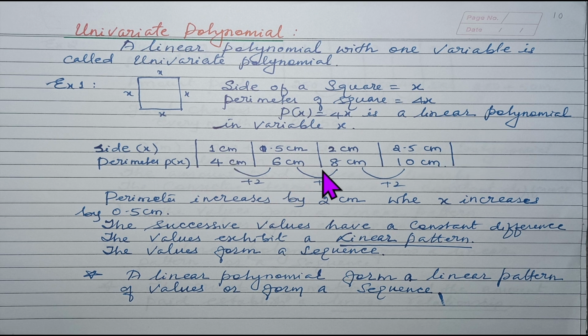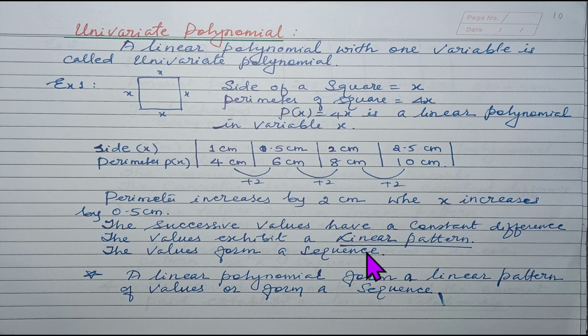Now if you observe this table here, the perimeter increases by 2 centimeters when x increases by 0.5 centimeter. The successive values have a constant difference. If you subtract here, 6 minus 4 is 2, 8 minus 6 is 2, and 10 minus 8 is 2. So the successive values have a constant difference, and therefore the values exhibit a linear pattern.